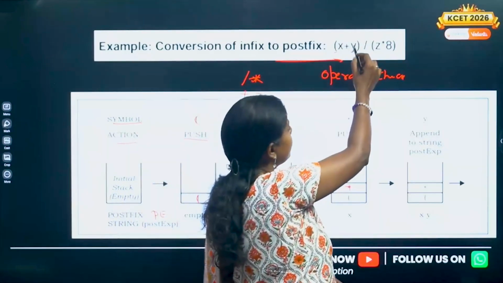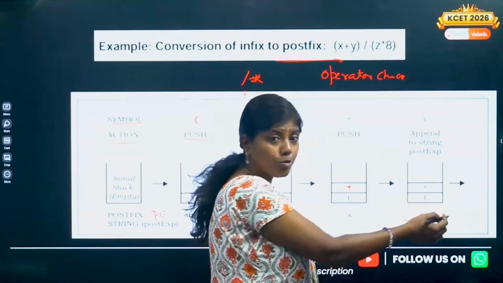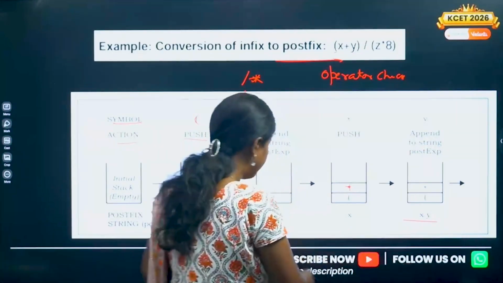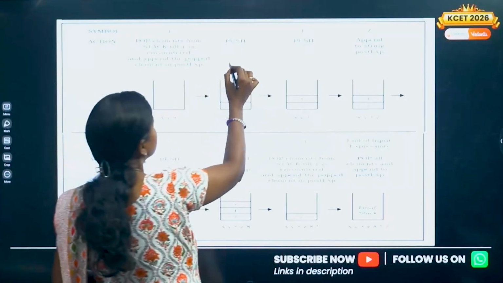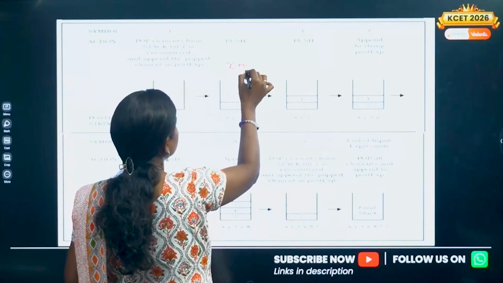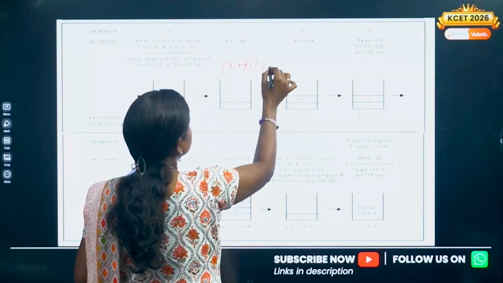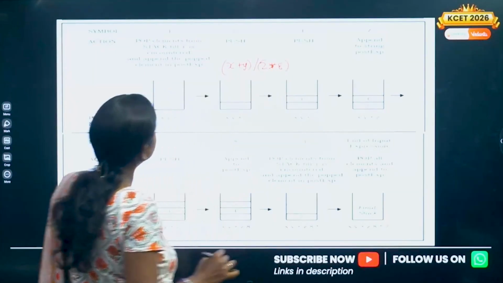Next we have Y. Y is an operand. Append to the postfix expression. XY is there. Okay, next I'll just rewrite the expression. What is that expression? X plus Y, Z star 8. This is the expression.